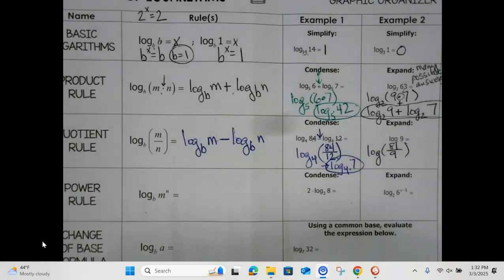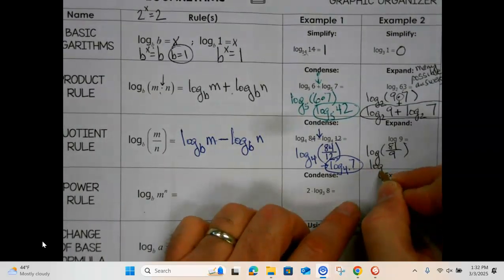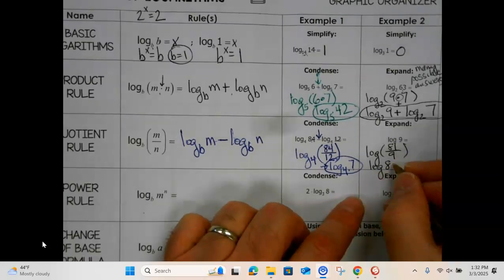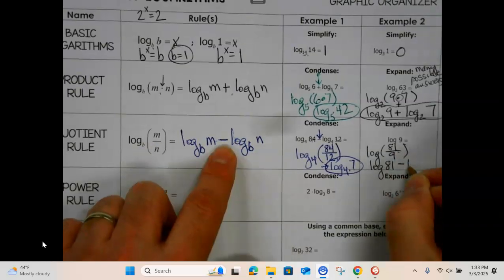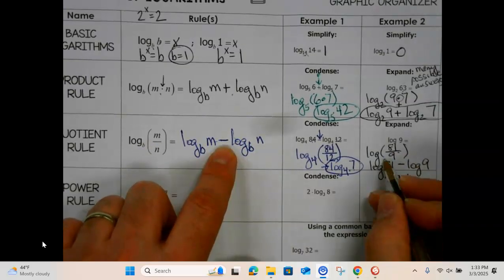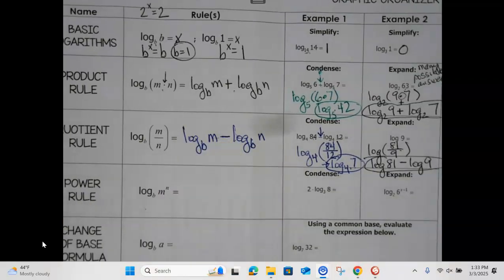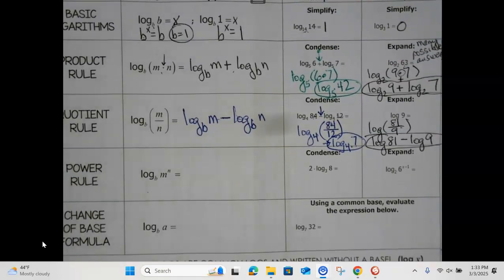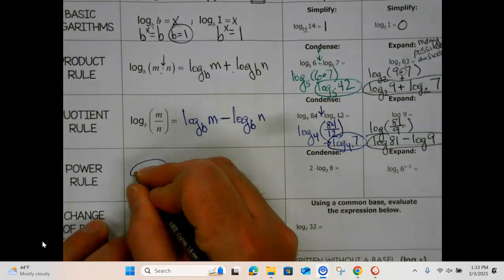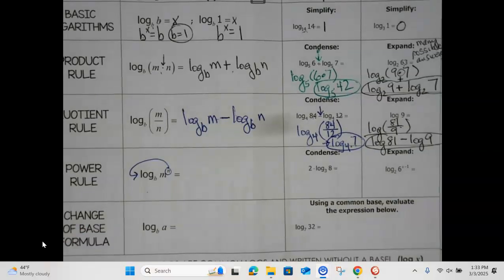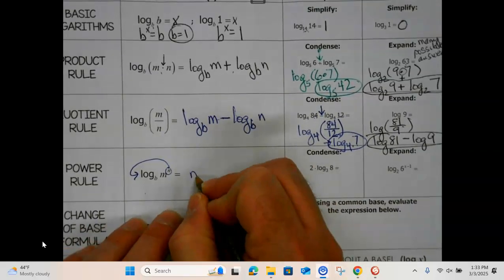And then so again here, we're stretching this, we're expanding this. So here I would have log of 81. The division becomes subtraction. We stretch that out. And so these last two, the power rule again meant we were going from exponent to coefficient and back and forth here.